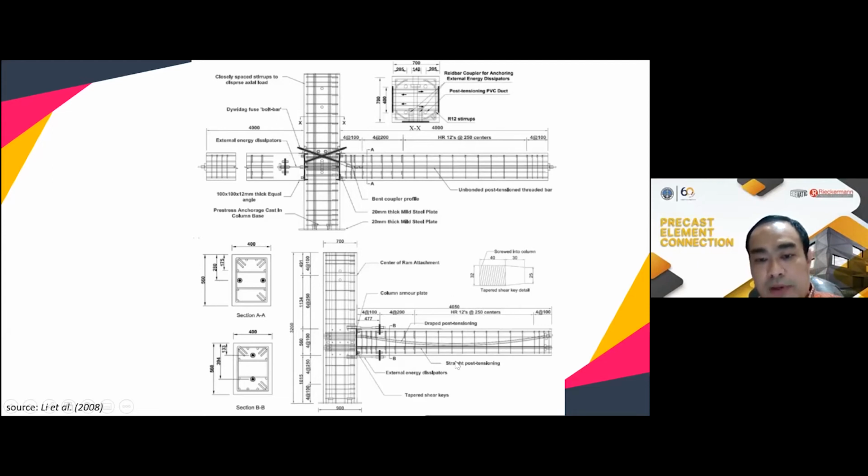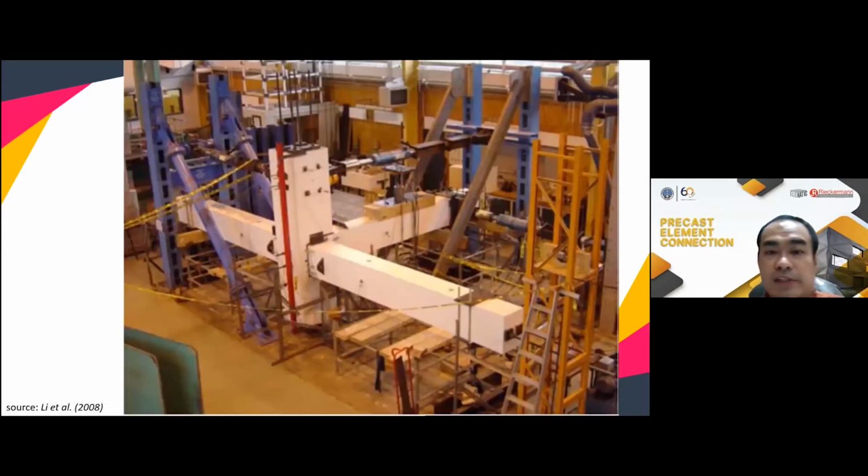For the north-south component, they cast an exterior beam column joint. As we can see here, the beam is only on one side. They have a different prestressing profile, and also external energy dissipators at the top and the bottom of the beam. This is their experimental setup at the University of Canterbury. They performed the loading in two directions, east-west and north-south, to simulate the earthquake.